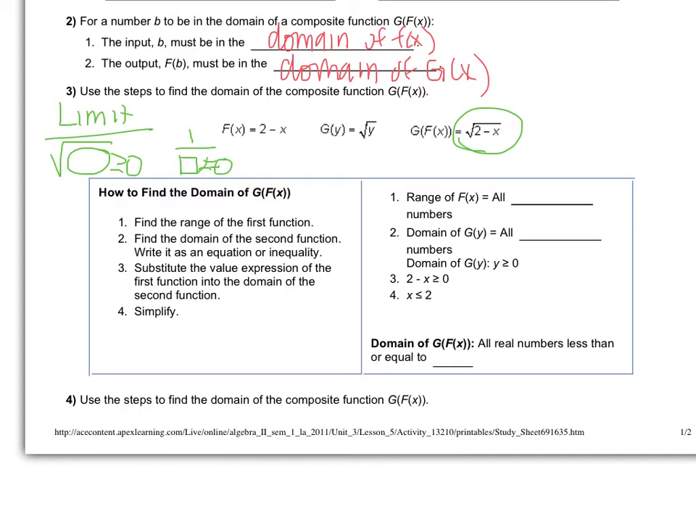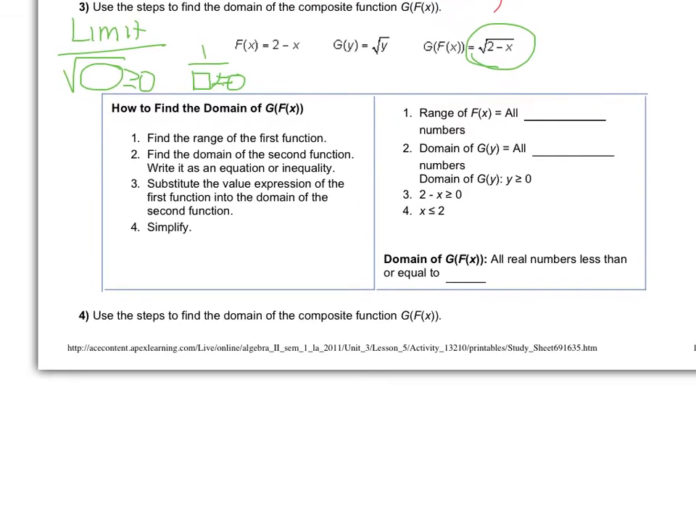So what you see here is the square root of 2 minus x. That means that 2 minus x has to be greater than or equal to 0, because I cannot take the square root of something that's negative. I mean, I can, but I have to use imaginary numbers. I don't get real answers at that point. So we're only going to be worrying about numbers that are 0 or bigger. So I'm going to solve this for x.